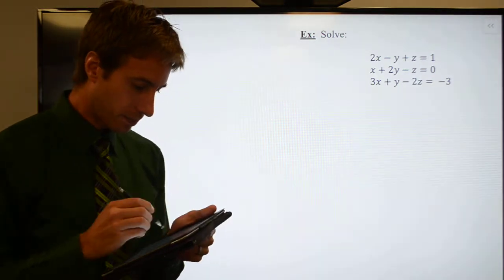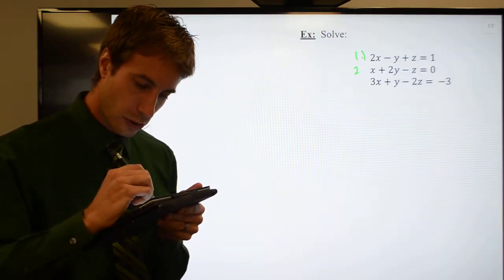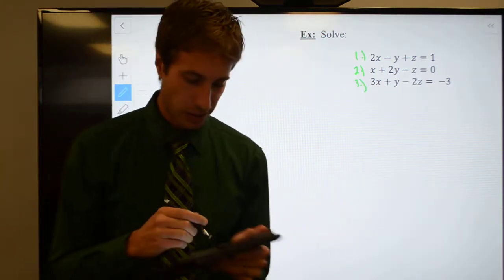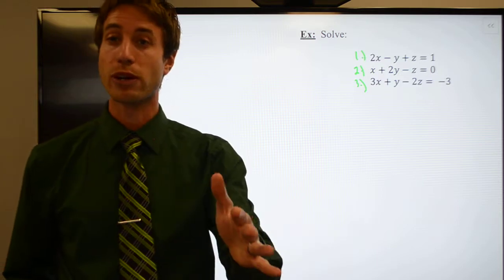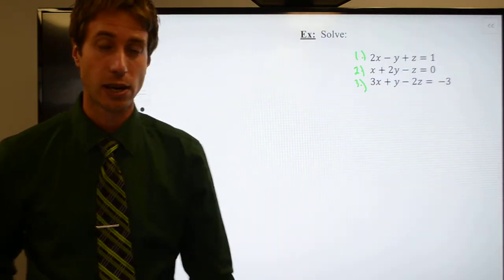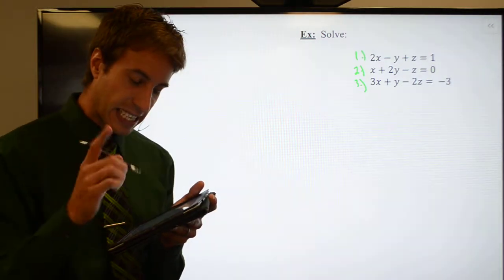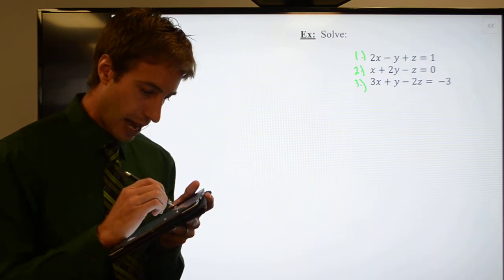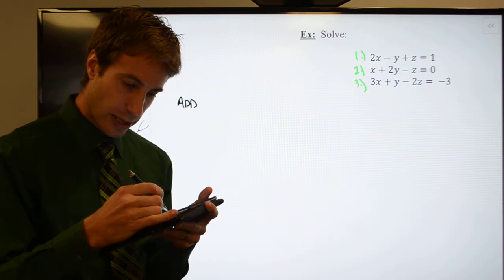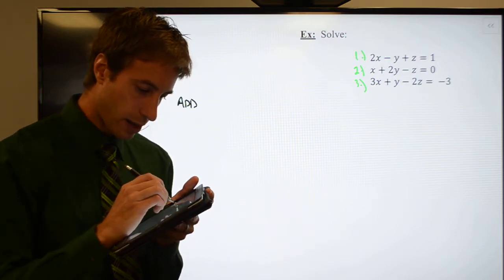So here we go. Numbering the equations 1, 2, and 3. I'm going to get rid of z. If you decided to get rid of the y, great. We should still all get the exact same answer. Your equations are just going to look a little different than mine. To get us started, I am going to add. I need to get rid of the z's, so let's make it easy on ourselves. We're going to add 1 and 2.